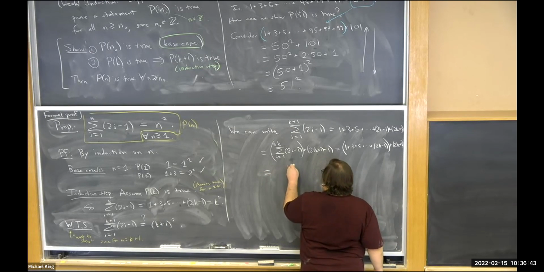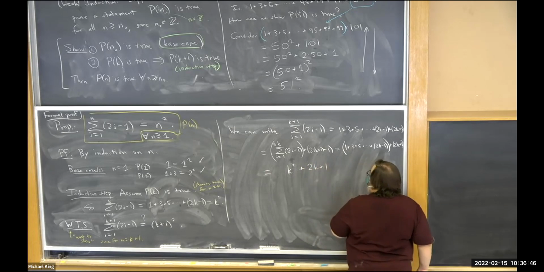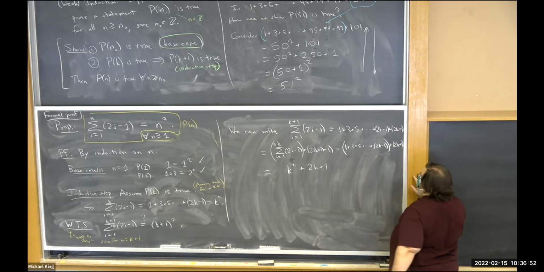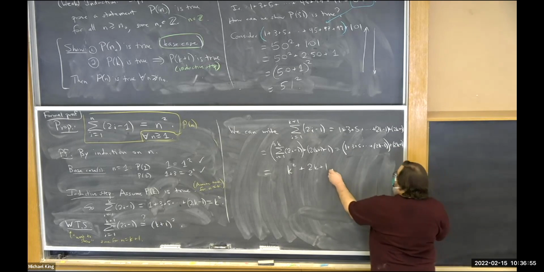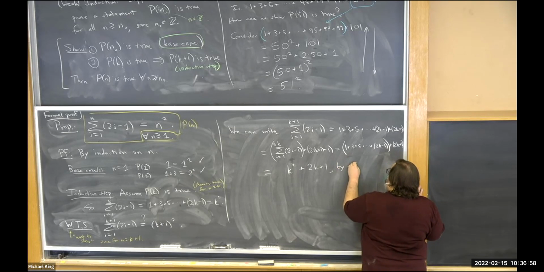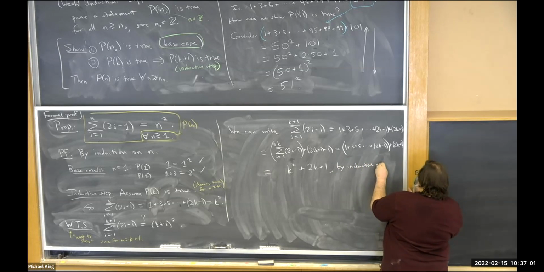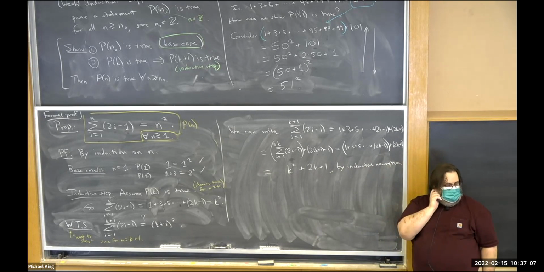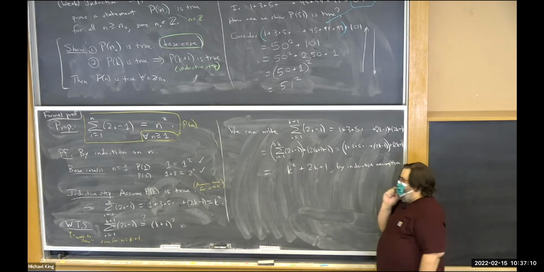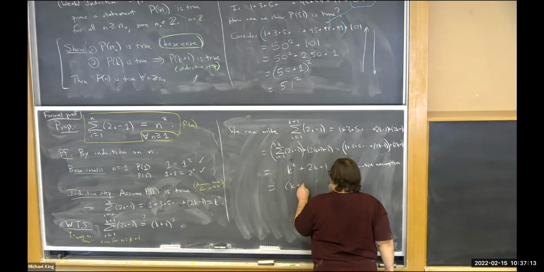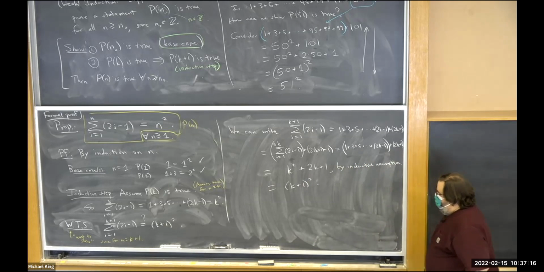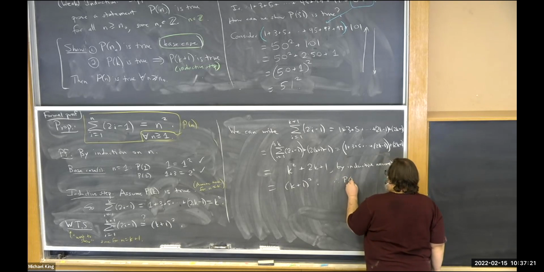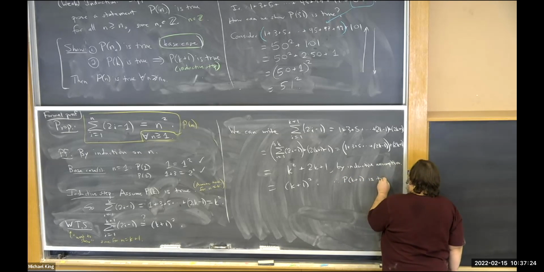So this equals k squared plus 2k plus 1 by the inductive assumption. And the same thing here. We could also write k squared for this part plus 2k plus 1, the inductive assumption. And now really you can see the FOIL thing, right? That this really is going to collapse as k plus 1 quantity squared equals k plus 1 quantity squared. That's exactly what we wanted to show. We wanted to show, therefore, P of k plus 1 is true. Or it's true for n equals k plus 1, however you want to write it.